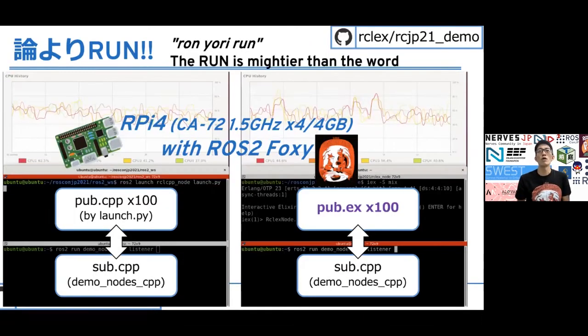So I want to show the demonstration of Rclex. I like this Japanese proverb, "Ron yori Ran". The "Ran" means the rain is mightier than the word. Even if you did not understand the explanation so far with my poor English, you will be able to find the impact of Rclex in this demonstration. We used a Raspberry Pi 4 with 4 GB memory for this demonstration. The distribution of ROS 2 is Foxy. Foxy is the latest LTS distribution in ROS 2.